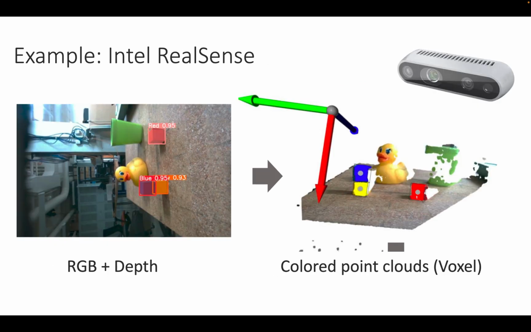The first one is the Intel RealSense. It provides something that's called RGB plus depth. And RGB means a color image, red, green, and blue. But then it gives you a second image, which is the depth of each of these pixels. And what you can do with that is you can turn this into a colored point cloud. We also call those voxels. And voxels are 3D points which have a 3D extension.